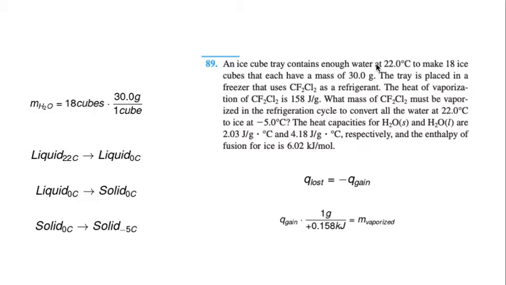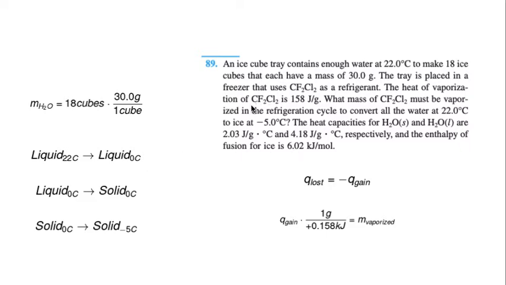And if you notice, we're going from water in the liquid state at 22 degrees Celsius to water in the liquid state at 0 degrees Celsius. And then, of course, we have this phase transition from liquid at 0 degrees Celsius to solid at 0 degrees Celsius. And then finally, from solid at 0 degrees Celsius to solid at negative 5 degrees Celsius. So we should calculate all of that heat energy that will be released. And of course, these all will be negative values.